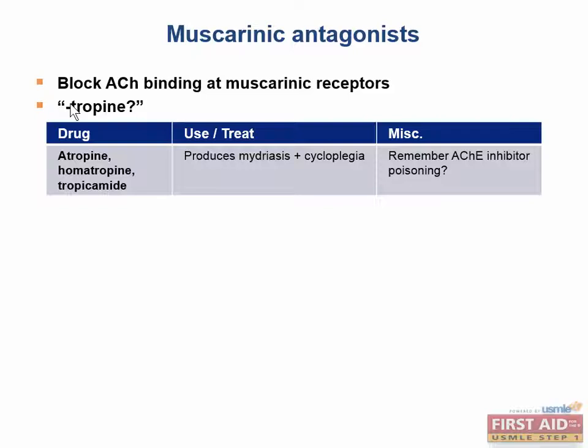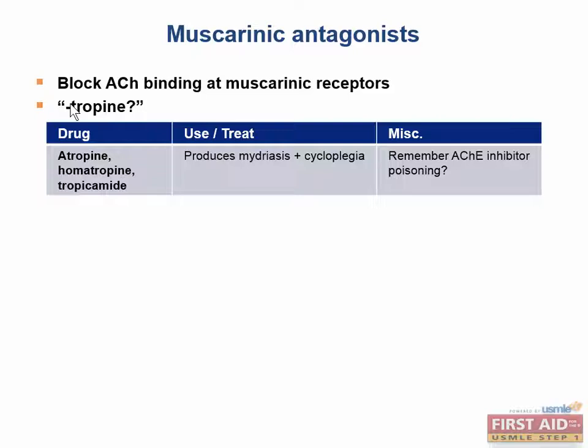Well, atropine is a prototype drug. It has a long half-life and it crosses the blood-brain barrier. Homatropine and tropicamide are similar drugs but with shorter half-lives and therefore are more useful in certain clinical situations. All three of these drugs produce mydriasis and cycloplegia and can be used clinically to dilate the pupil during a fundoscopic exam. And what is cycloplegia?